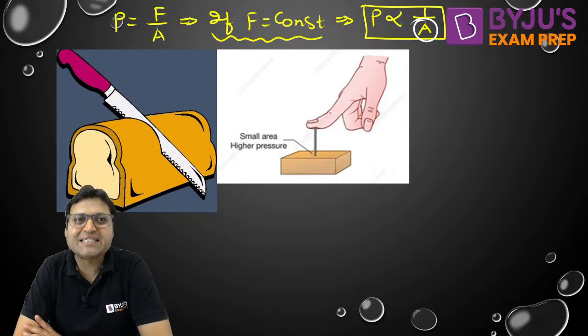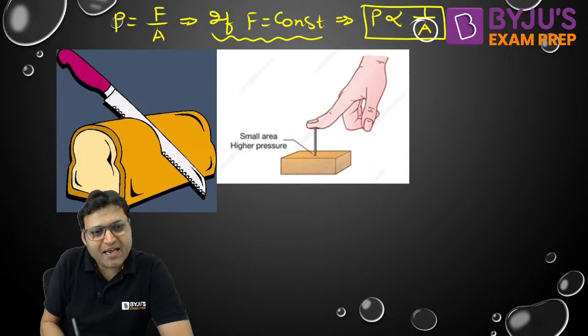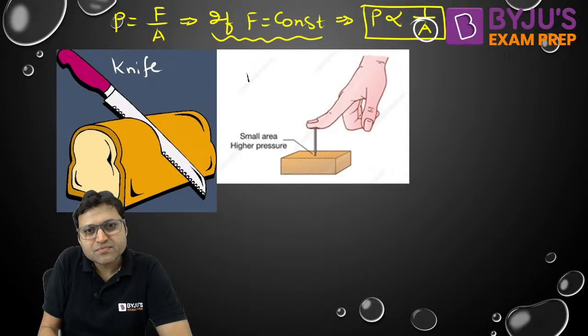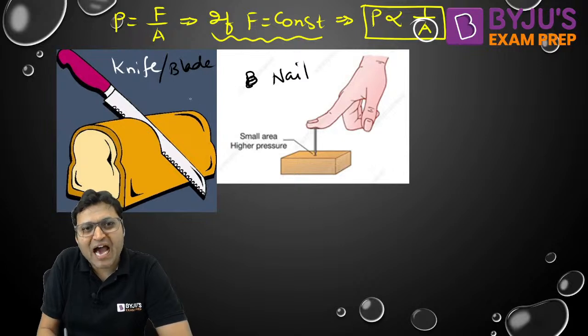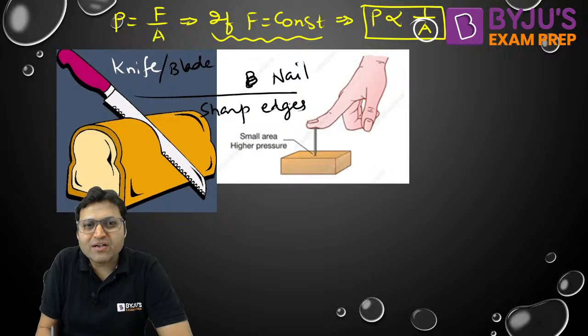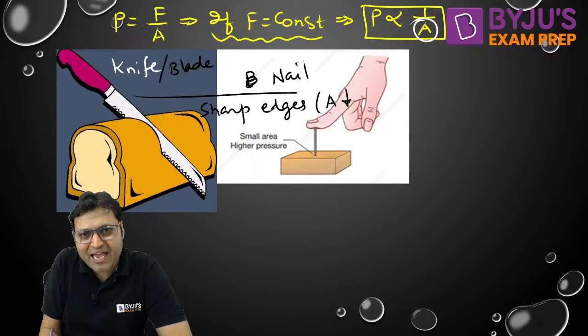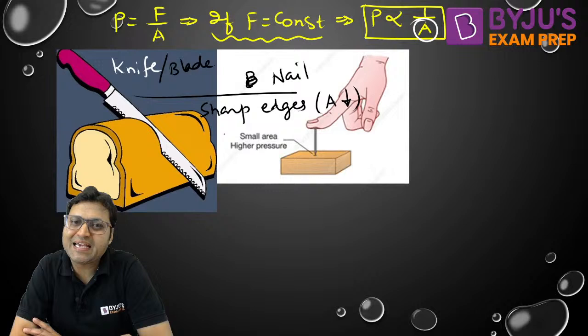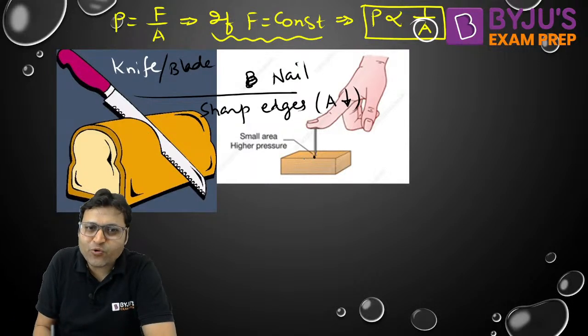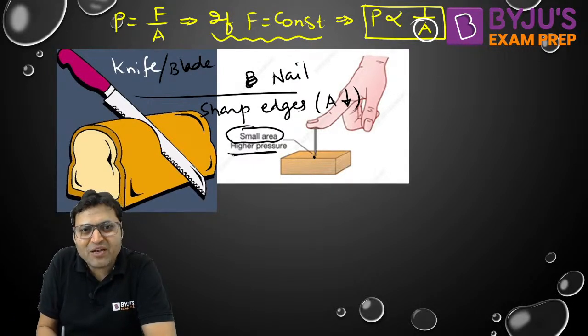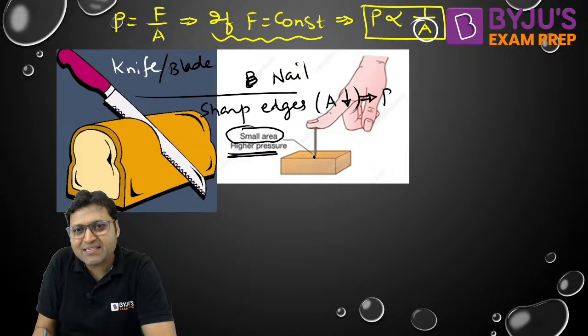So the pressure is inversely proportional to area, and that is the reason a blade, a knife, or nails all have sharp edges. Why are the edges sharp? Because of having the sharp edge, the area over which the force is applied is lesser, then the pressure will be higher, isn't it? Area will be less, pressure will be more.